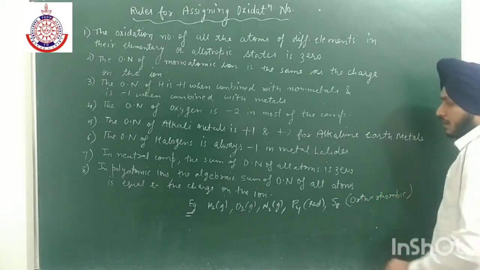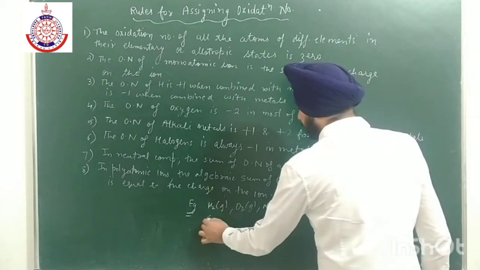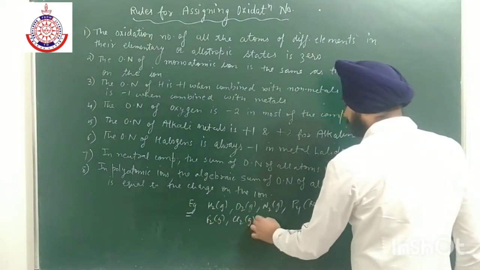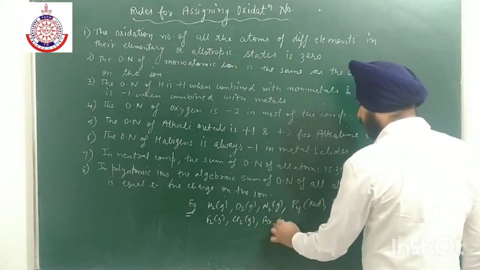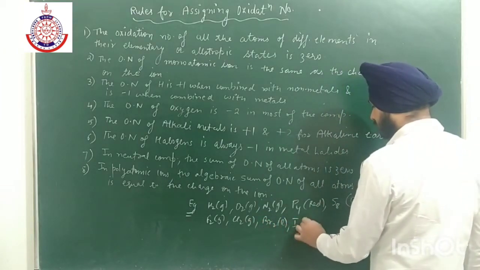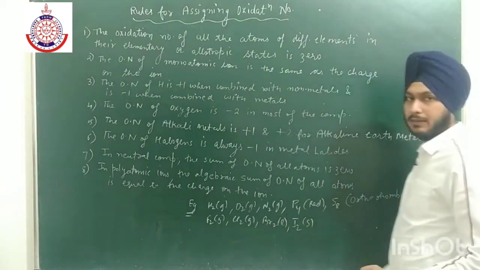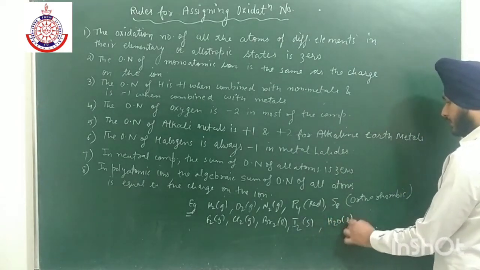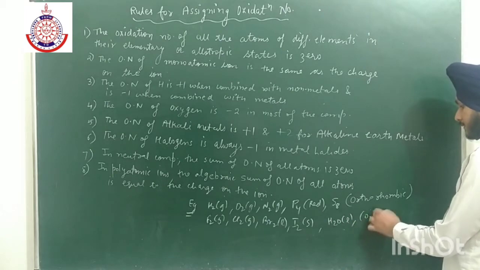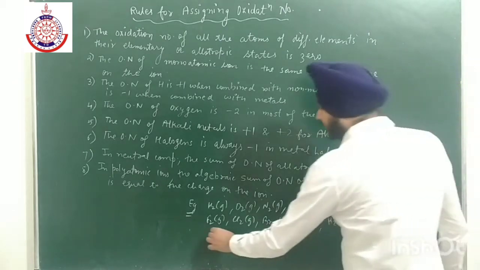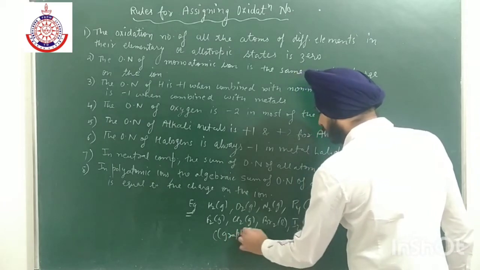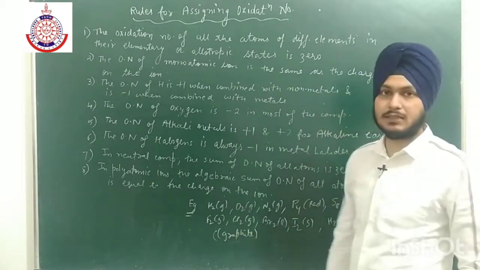Similarly, fluorine as a gas, bromine as a liquid, iodine as a solid. Okay, so these are some elementary states. For example, water as a liquid, CO2 as a gas. Okay, carbon as graphite, not diamond. So when carbon is present in graphite form, then its oxidation number is taken to be 0.